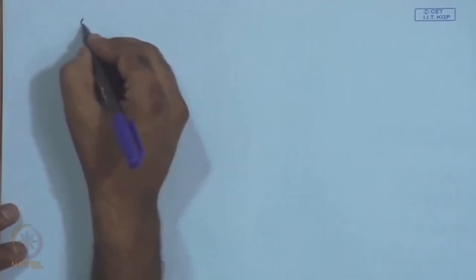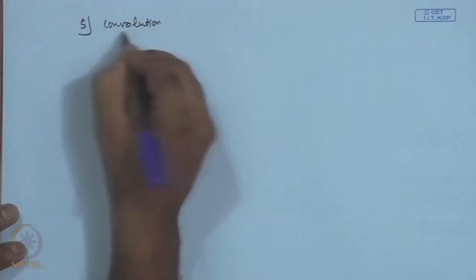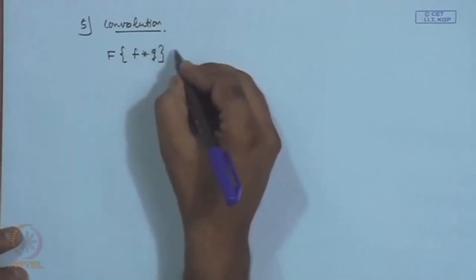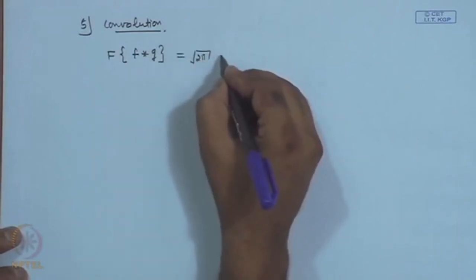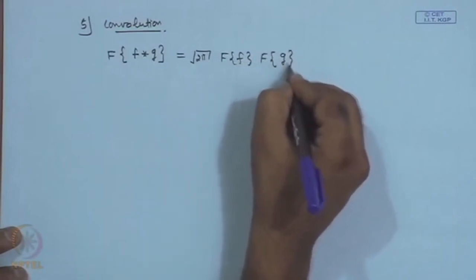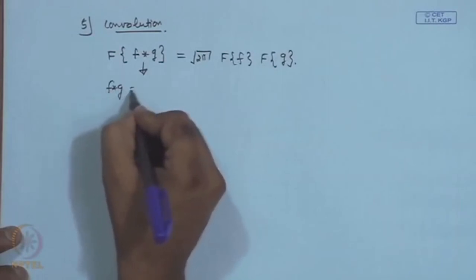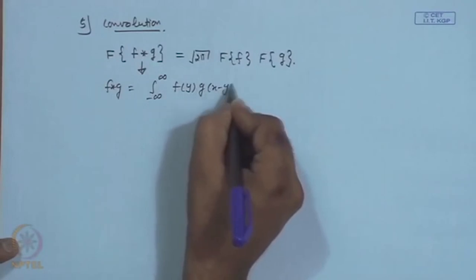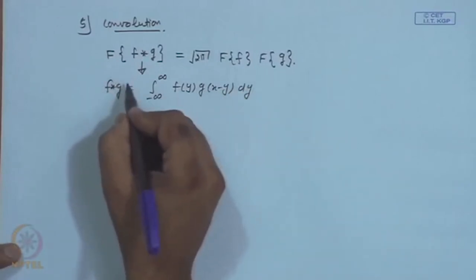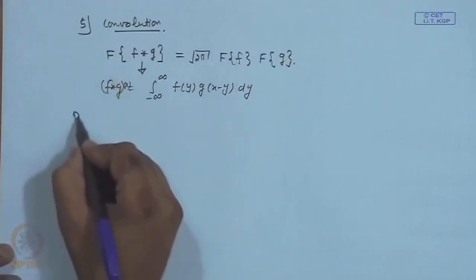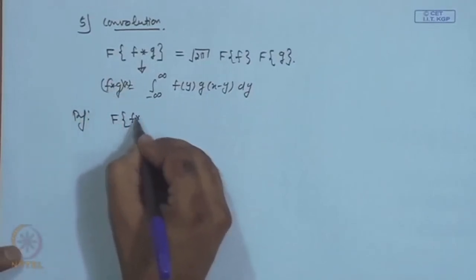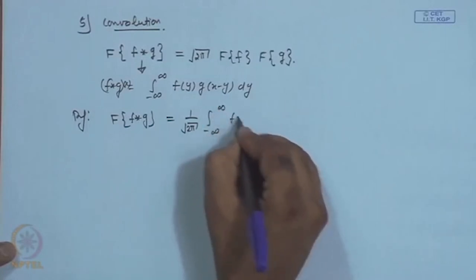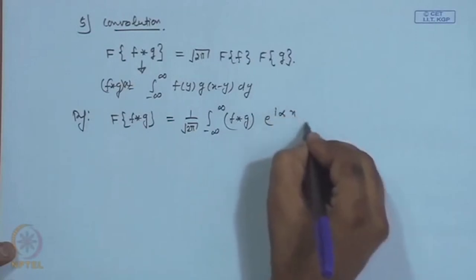Then we have the convolution property. This theorem says that the Fourier transform of the convolution of f and g will be square root 2 pi times the Fourier transform of f times the Fourier transform of g. Here the convolution is defined as f star g (x) equals the integral from minus infinity to plus infinity, that is the range we are working in, of f(y) g(x minus y) dy. This is the convolution f star g of x. Now we go for the proof of this. The Fourier transform of the convolution f star g, by the definition, is 1 over square root 2 pi, integral from minus infinity to plus infinity of (f star g)(x) e^{i alpha x} dx.